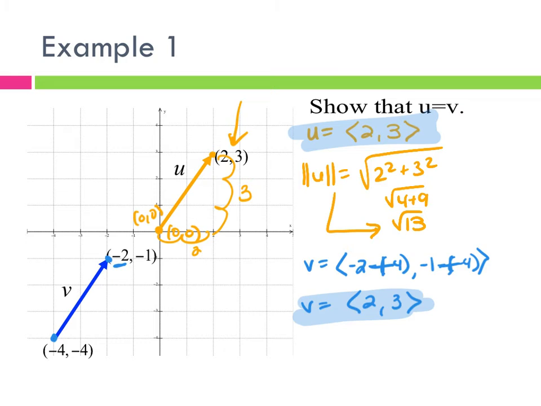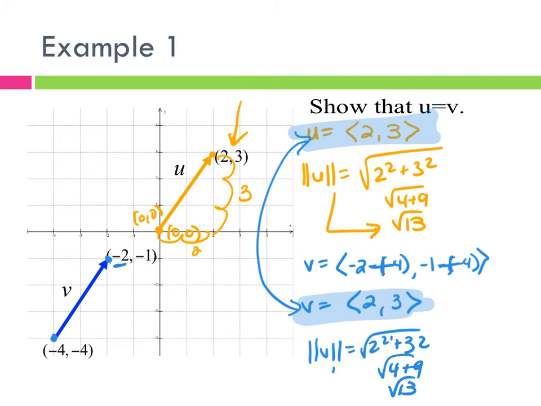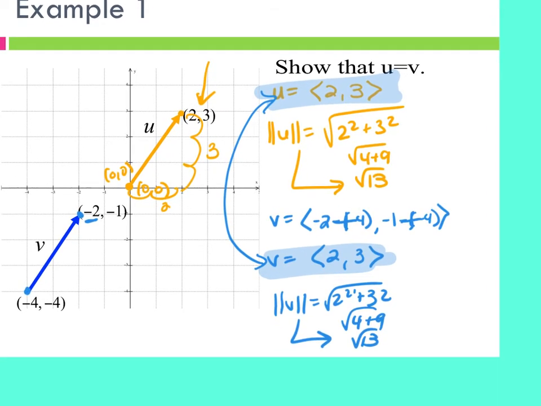And the fact that both the component forms are the same means that both the magnitudes are going to be the same. We just need to show it. So this would be square root of 2 squared plus 3 squared. 4 plus 9 is square root 13. So those two are the same. So it's just like a verify. We know that they're going to be, but you have to show the work to prove it.